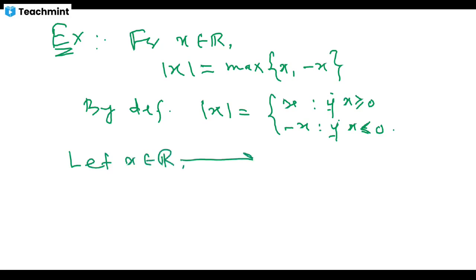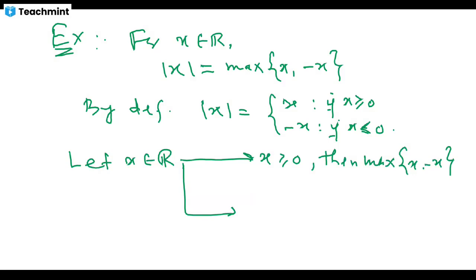One, when x is greater than or equal to 0, then for the maximum of x and minus x, since x is a positive number, minus x is going to be negative. So the maximum of a positive and a negative is always the positive, that is x. And the modulus of x is also x. So in that case you have equality between mod of x and max of x and minus x.